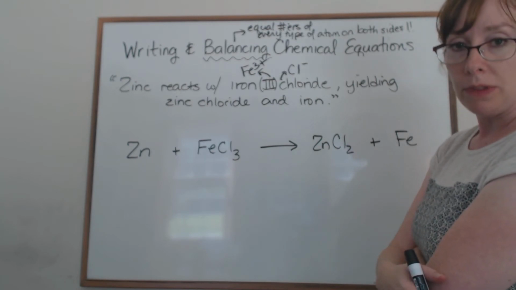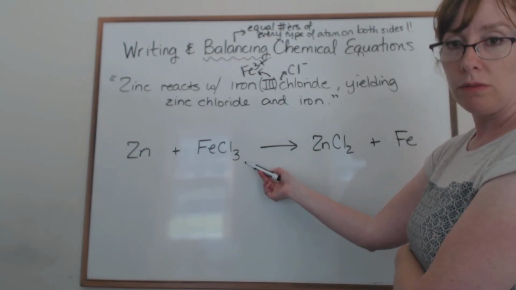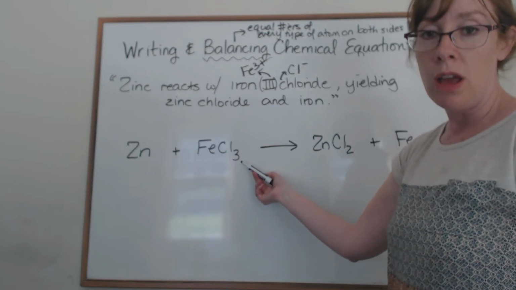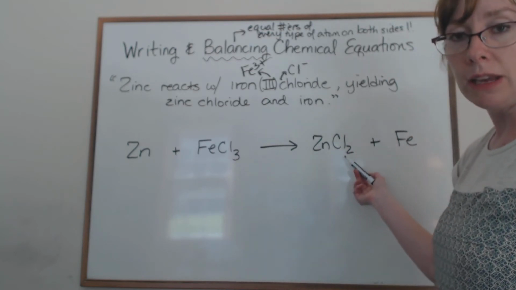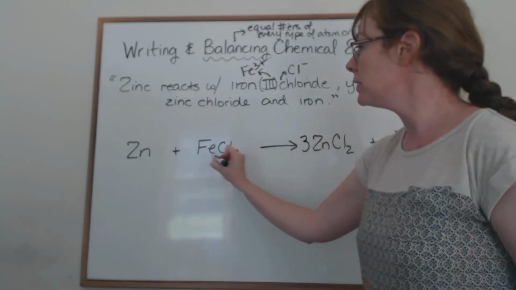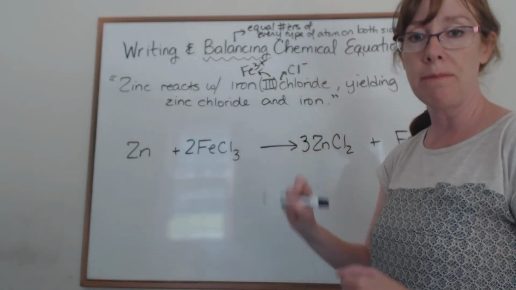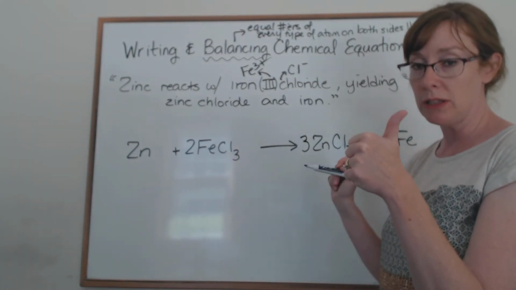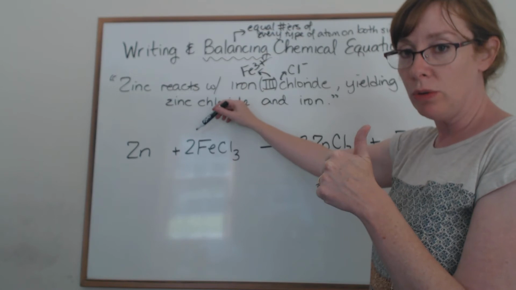Start anywhere you want. Okay, right now the zinc and the iron are looking good. So I'm just going to go to chlorine. I see 3 chlorines here and 2 chlorines here. So the only way to fix that, remember, is do a 3 of the 2 and a 2 of the 3. So that gets me 6 chlorines on both sides. So chlorine's looking good. Now let's just kind of go to whoever we see next.